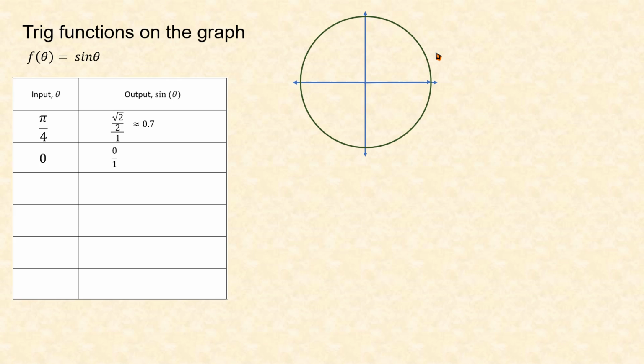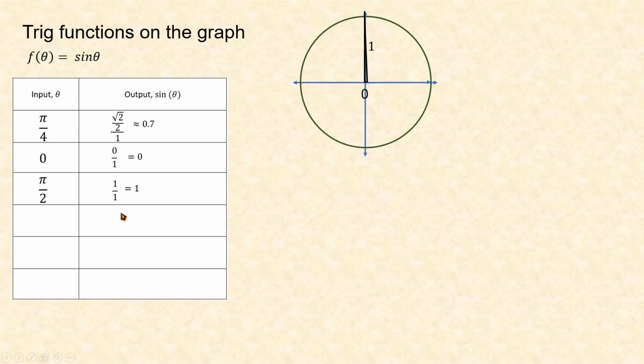If they give you 0 as the input, it looks like that. Your hypotenuse is still 1, your x is still 1, but now your y is 0. So it's 0 over 1 equals 0. If they give you pi over 2, you know that the x is 0, the hypotenuse is 1, but the y is 1. So it's 1 over 1, which is 1. So that's just an input-output of the function.